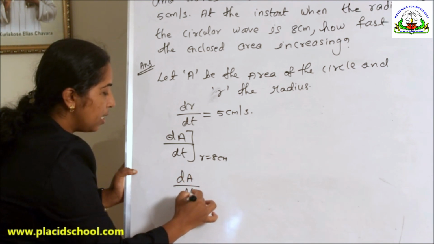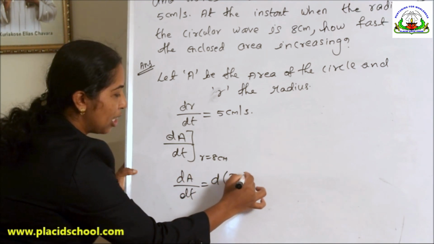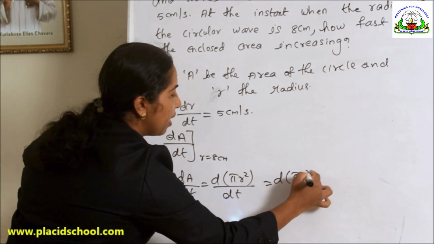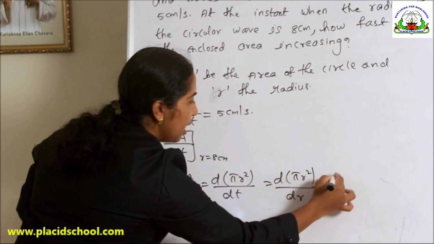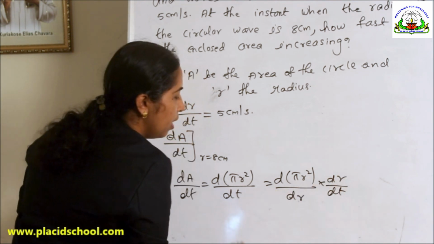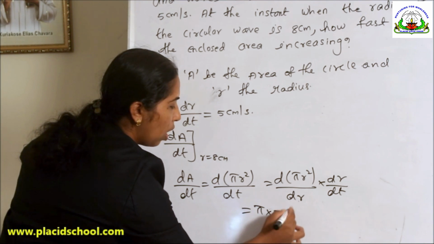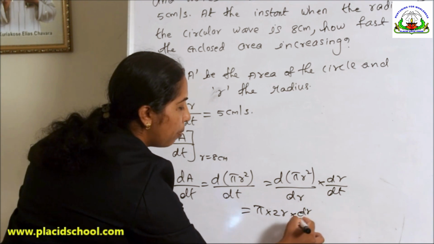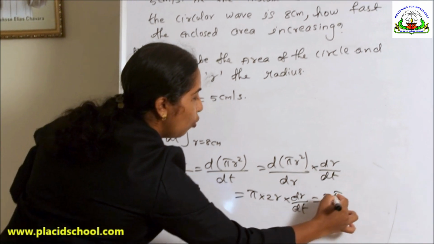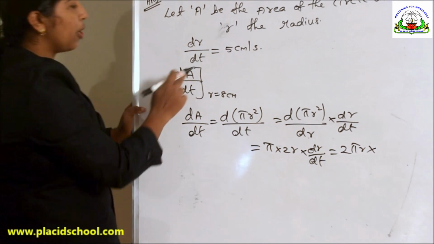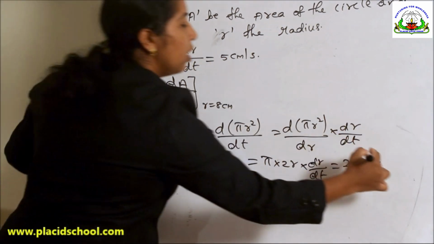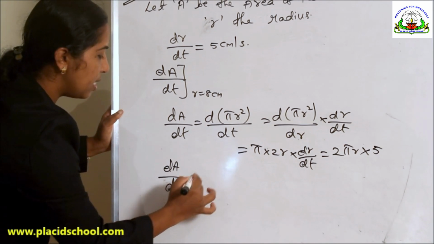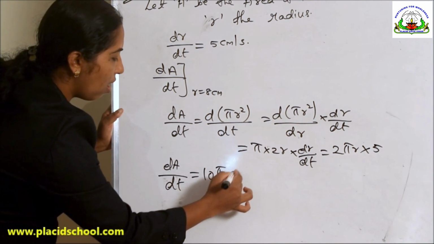dA by dt is the derivative of the area of the circle, pi r square, with respect to time, which is the derivative of pi r square with respect to radius into dr by dt. That is pi into 2r, differentiating pi r square with respect to r, into dr by dt, which is 2 pi r into, in the place of dr by dt, you can give this 5. Therefore, dA by dt is 10 pi r.